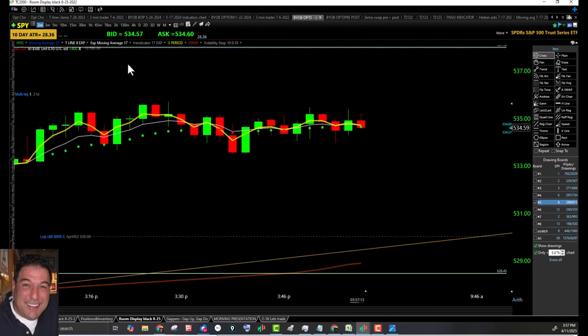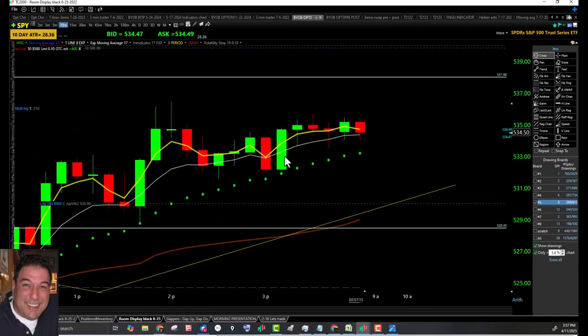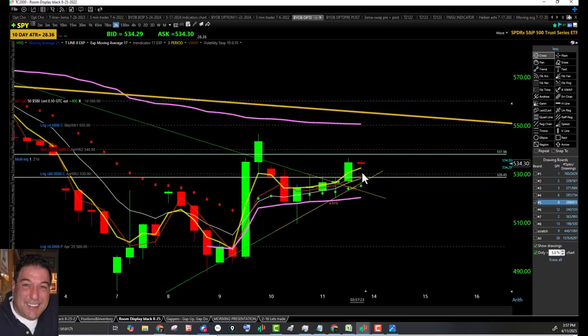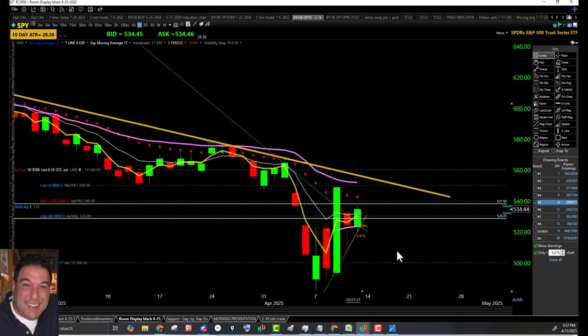Let's take SPY on the 10-minute chart. You can see we got a 10-minute uptrend going into the close. That's bullish for next week. On the 2-hour, we got a 2-hour uptrend coming into the close. On the daily chart, we're still in a daily downtrend.